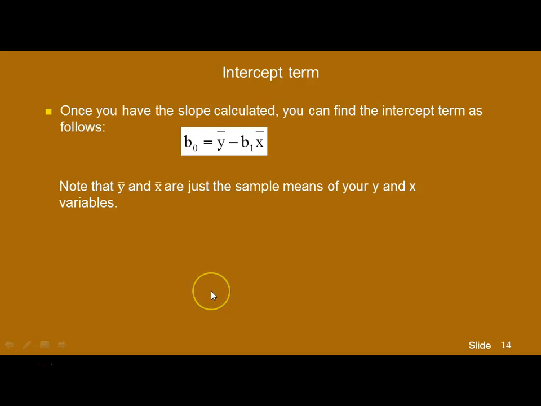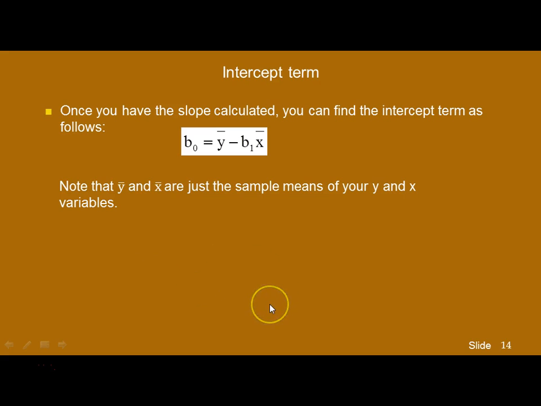Once you have the slope term, you can get the intercept term. The formula for B0 is just y bar, the mean of the y's, minus B1, your slope term, times x bar. Notice that you have to do the slope term first because you need the slope term to get the intercept term. In this formula, again, y bar and x bar are just your sample means of your two variables.